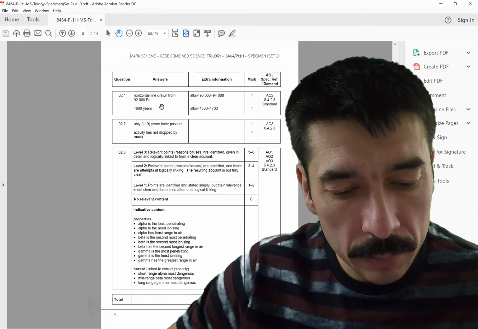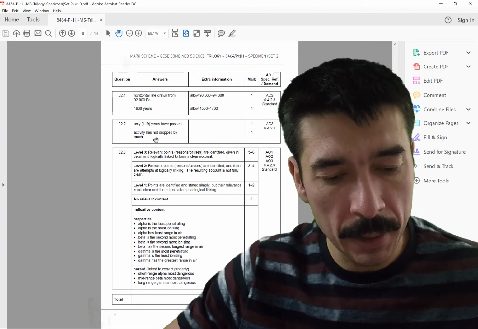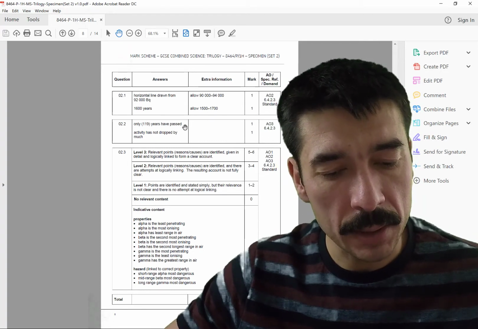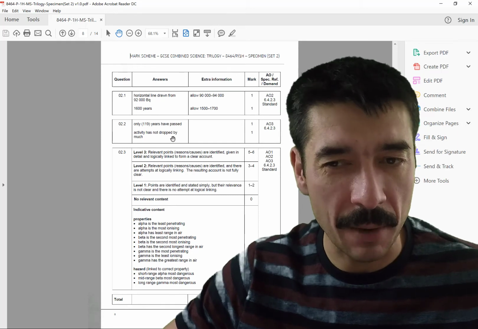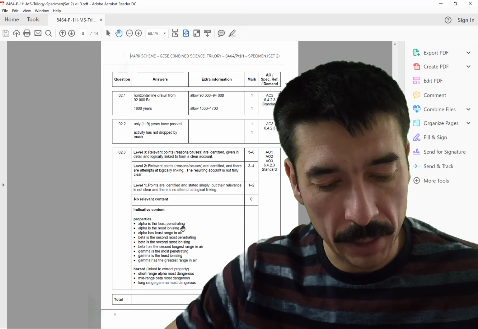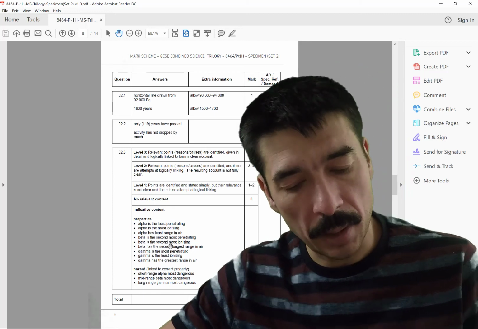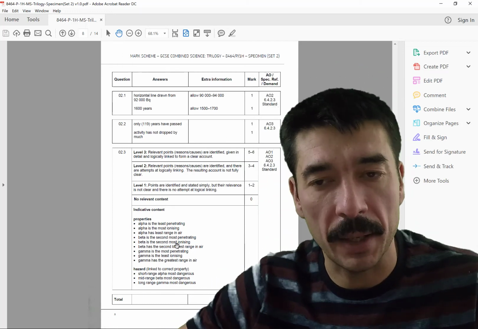So it's 1,600 years, we've got that range, so that's okay. 119 years have passed, so the activity has not dropped by much. I think I've made those points. And let's see this final one. Alpha is the least penetrating, the most ionizing. Beta is the second most penetrating. So I think, again, if we check the mark scheme on that, I'd have hit the marking points for that.